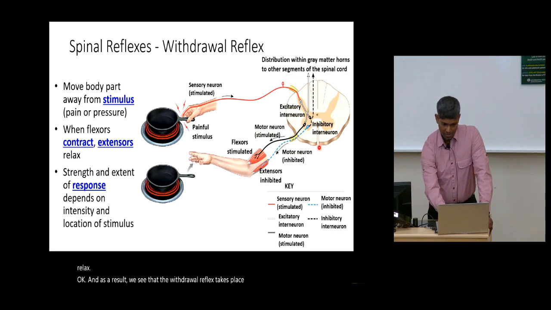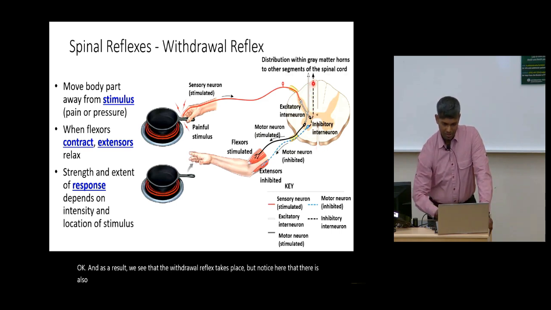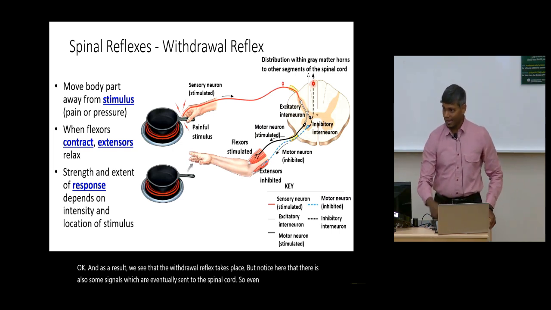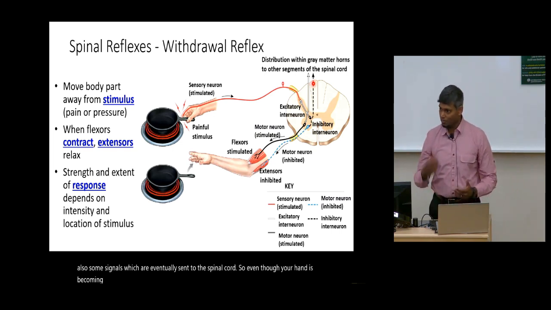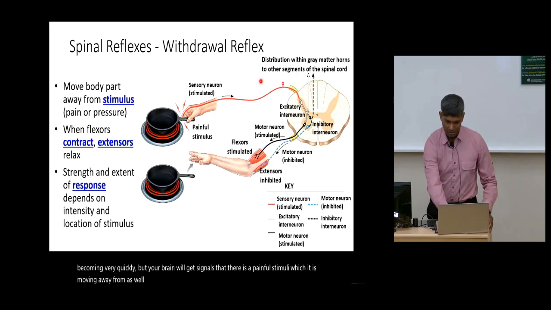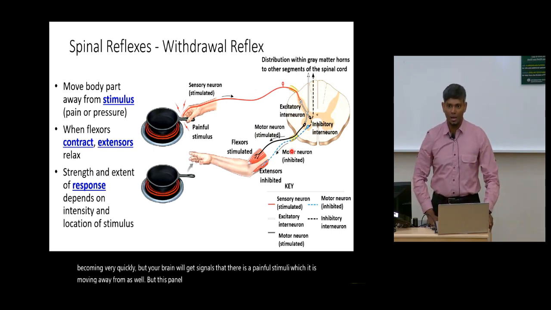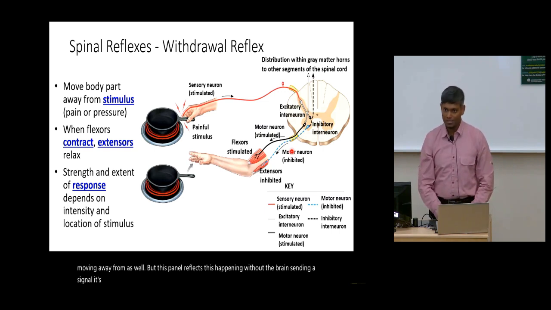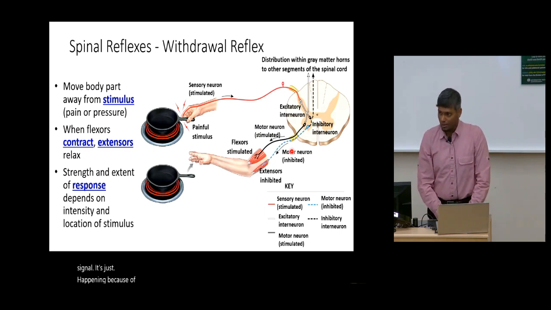But notice here that there are also some signals which are eventually sent to the spinal cord. So even though your hand is withdrawing very quickly, your brain will get signals that there is a painful stimulus which it is moving away from as well. But this spinal reflex is happening without the brain sending a signal. It's just happening because of signals sent from the spinal cord.